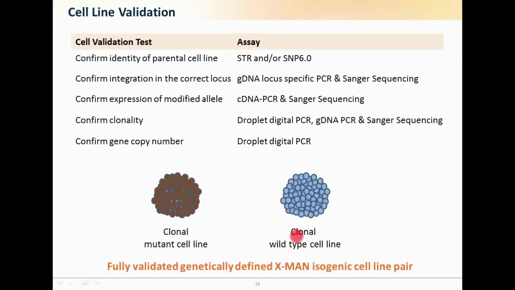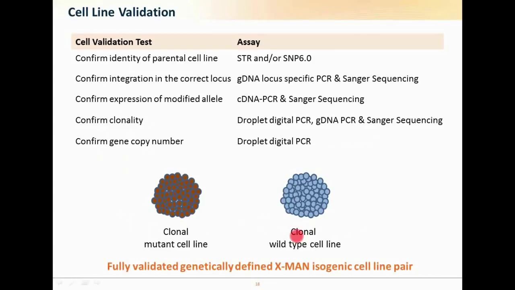Now the validation we do is very intensive, so we do STR profiling and SNP6 to ensure the cell line we have is what it should be. We then confirm the integration of the mutation at the endogenous loci using DNA and DNA locus-specific PCR. We used digital PCR or traditional cDNA PCR to look at the expression of the allele. And also we can use our digital PCR platform to confirm the clonality as well as the gene copy number.